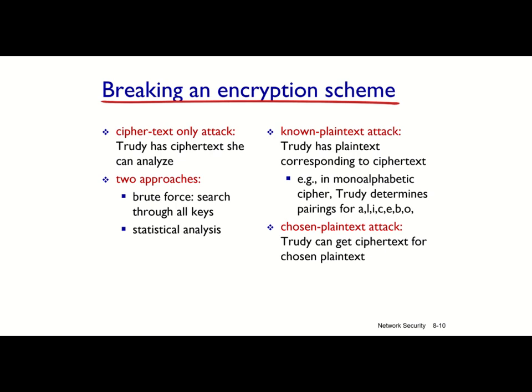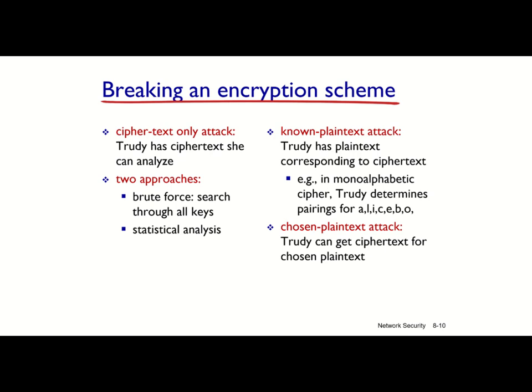Like other security solutions, the encryption scheme is not 100% secure, and there are some ways to break it. So the intruder can break the encryption scheme in two different ways. One is called brute force. Brute force means you search through all possible keys and then find out the key that is used by the receiver. And another approach is to do a statistical analysis. We'll see some examples of these two approaches later.